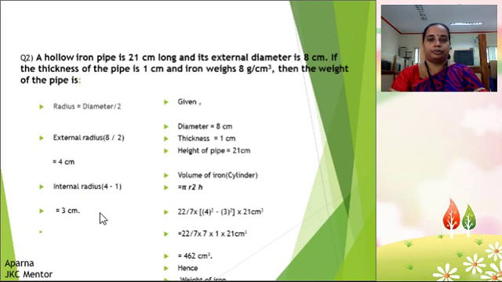Now we are going to substitute whatever values we got by the radius formula. So here we are substituting the values. So 22 by 7 into 4 square minus 3 square into 21 centimeter cube. So by multiplying everything, by simplifying, we are getting the answer.